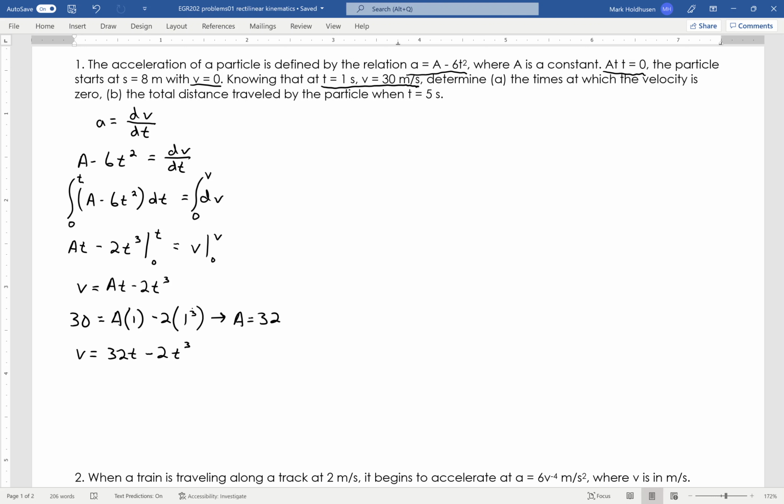Now, in order to find what time the velocity equals 0, I'm just going to set velocity equal to 0, and then solve for t. So that will be 32t minus 2t cubed equals 0. Now I'll have the trivial answer when t equals 0, v equals 0. We already knew that. Solving it further, I can figure out that my time equals 4 seconds. It also equals -4, but going backwards in time doesn't make a whole lot of sense. So the only answer that I really get is t equals 4 seconds.